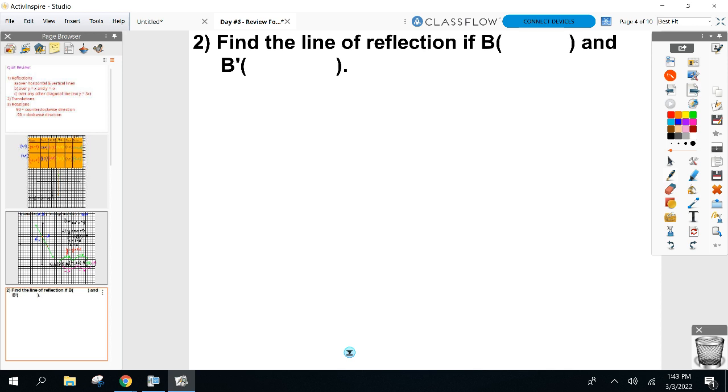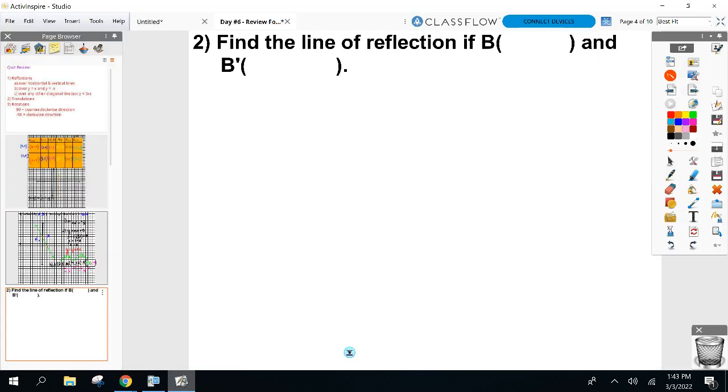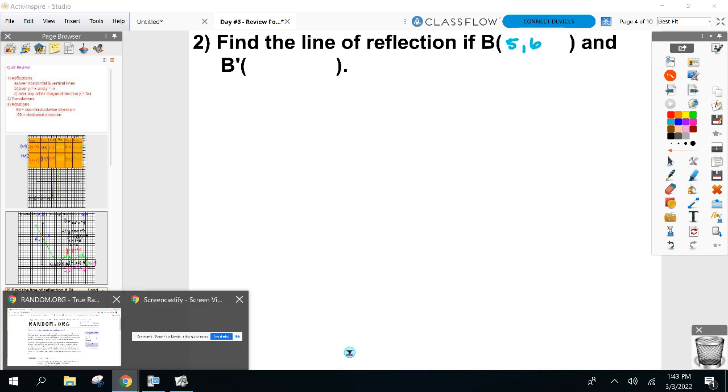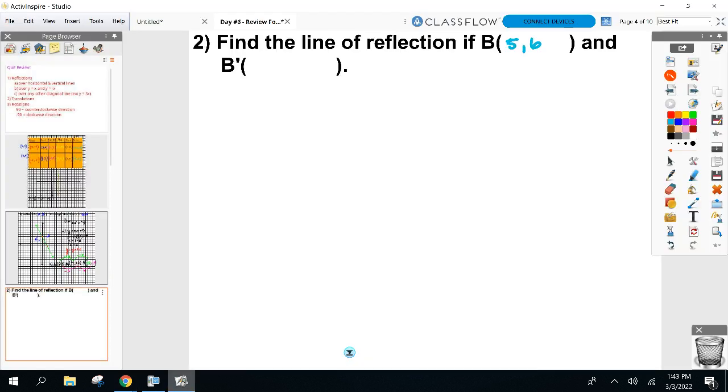Find the line of reflection now. You guys give me the points, though. Here you go. Point B. What do you got for me? 19. Point B is going to be what? 5, 6. B prime. Do not repeat the X or the Y, please. That would make it a little too easy. 1. B prime. 7, negative 5. Okay. Let's find the line of reflection.